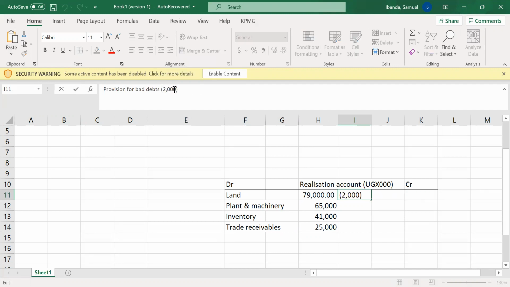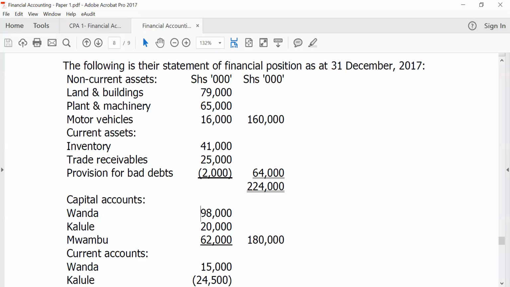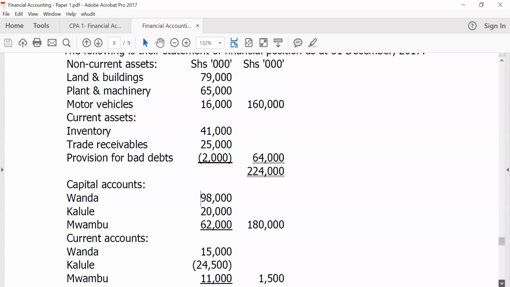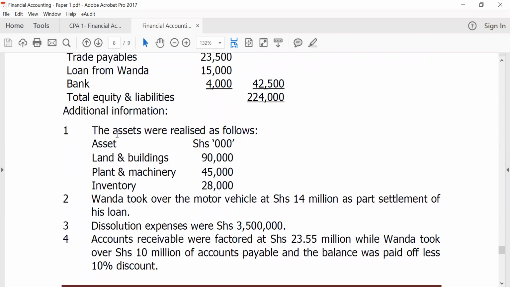Some people may choose to only transfer the net trade receivables, which may give you a very similar answer, but for matters of presentation, you want to make sure that whatever information you have, you're showing the examiner how you are actually transferring it. So that is one of the things. After we have transferred these assets, we also have to take into consideration the proceeds from these assets. When they say that these assets were realized as follows, it means these assets were sold off and these were the proceeds.